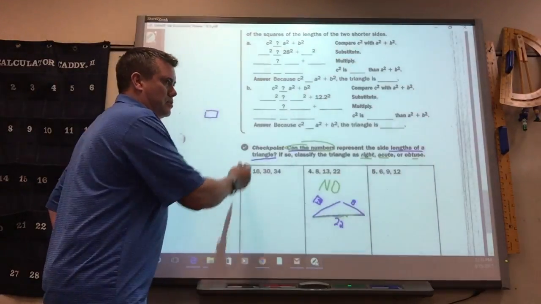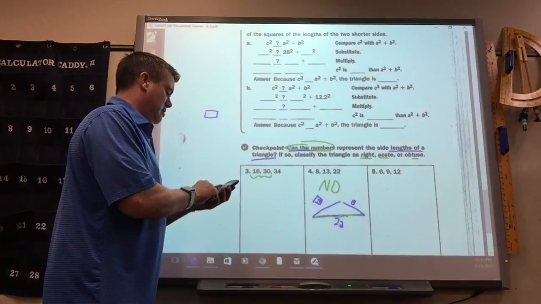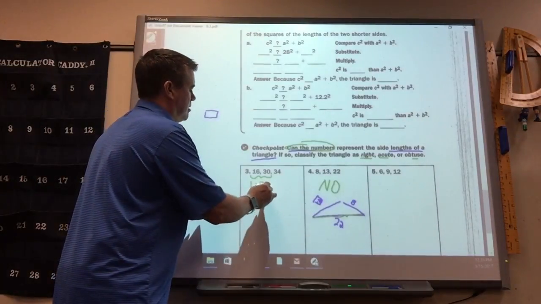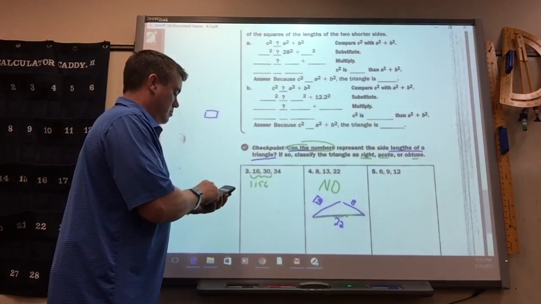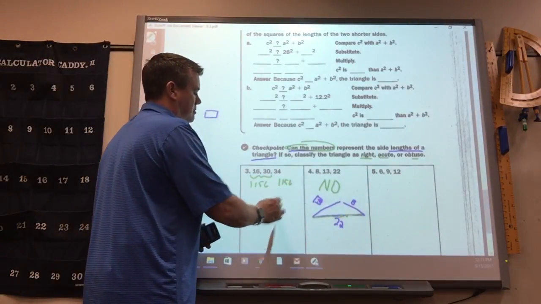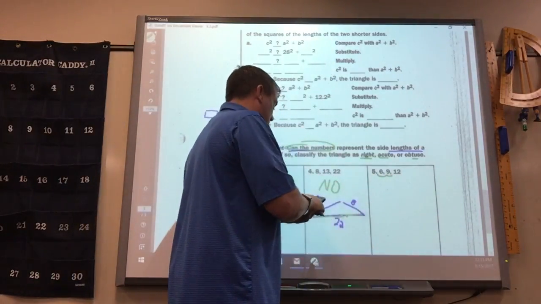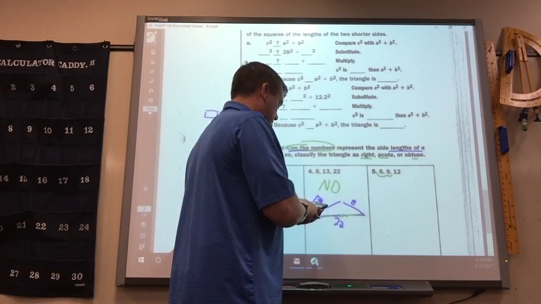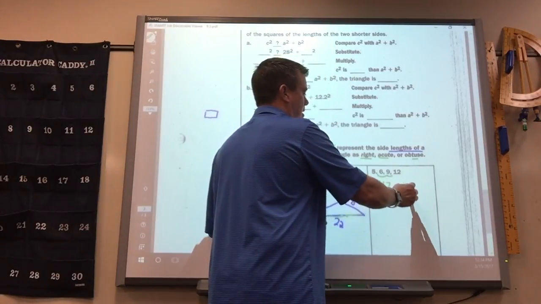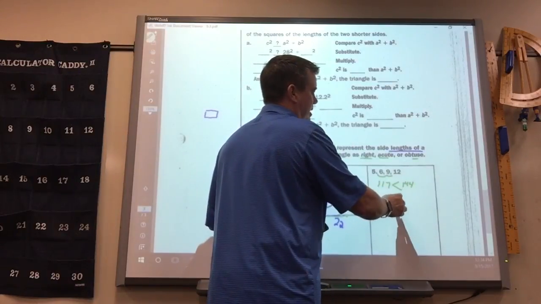This one's acute. 16 squared plus 30 squared is 1156. The same one. This is also 1156, so it's right. Here, 6 squared plus 9 squared is 117. Hopefully you know what 12 squared is. It's less than, so that is obtuse.